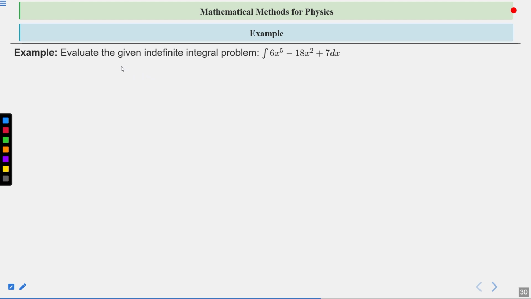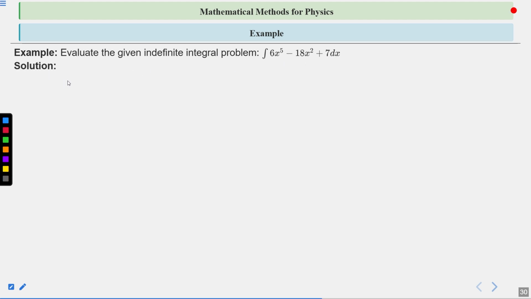Let's take an example. Evaluate the given indefinite integral. Take the integration of 6x raised to the power 5 minus 18x square plus 7 dx. So what will be the answer? Let's solve this question.